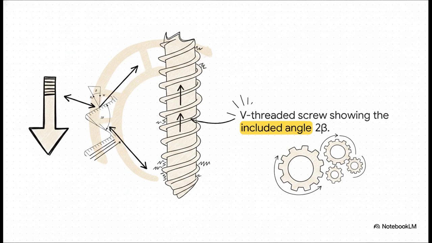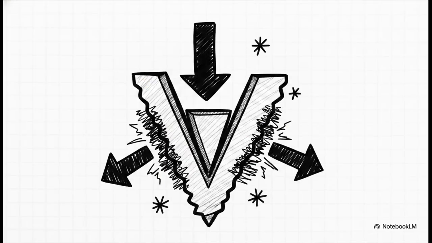Now, what's really interesting about this slide is that instead of a flat step, the thread cuts in at a sharp V shape, characterized by the included angle 2 beta. Because the surface is angled, the vertical load W doesn't sit flat anymore. It actually wedges itself right into that V shape. And this completely changes the normal reaction force, which is represented here by Rn. Because of that wedging effect, the normal reaction required to support the load actually increases. And the math totally proves it.